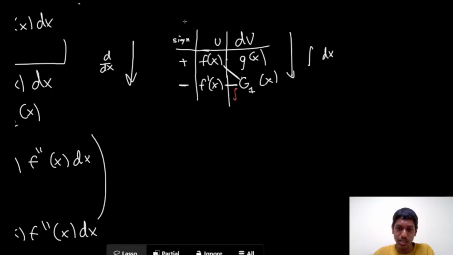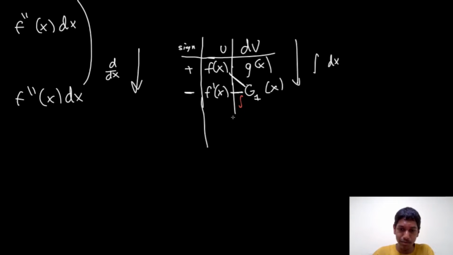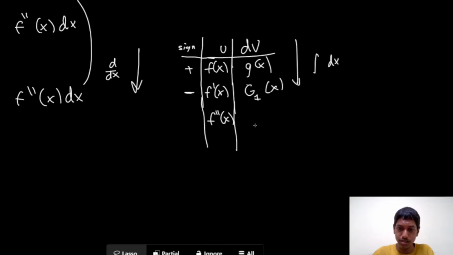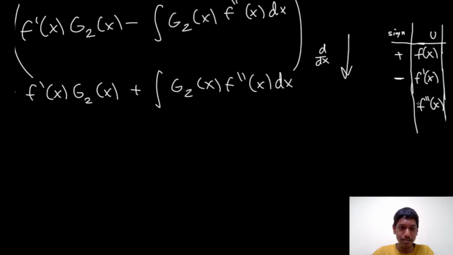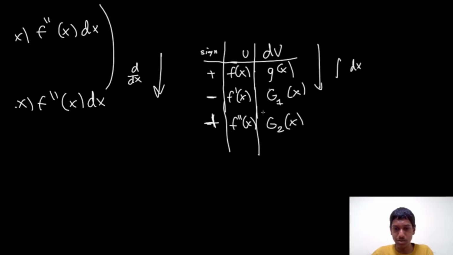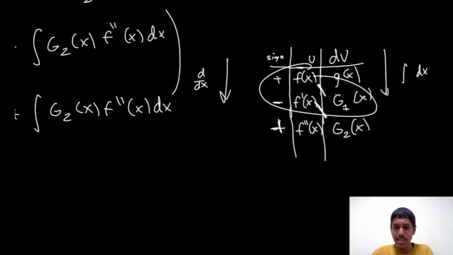So we can continue the table. I'll move the table down, and this time we're going to have f double prime x over here, and then let's clear this stuff. It's going to be g2, and we're going to have a plus sign right here, because what's going to happen is, these two are the same, right? So this fg1 is the same as before.